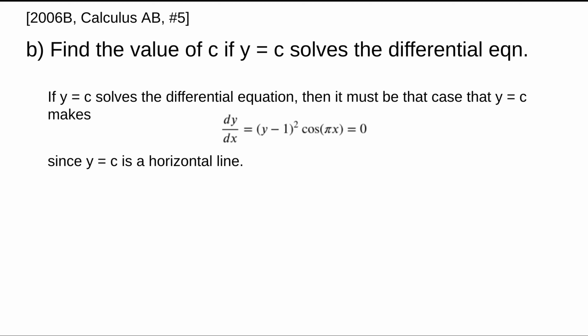So we're looking for values of c that I could substitute in for y, where dy dx would always evaluate to 0. This is going to happen when y is equal to 1, because if y is equal to 1, 1 minus 1 is 0, 0 squared is 0, and then it won't matter what the value of cosine pi x is. So let c equal 1.